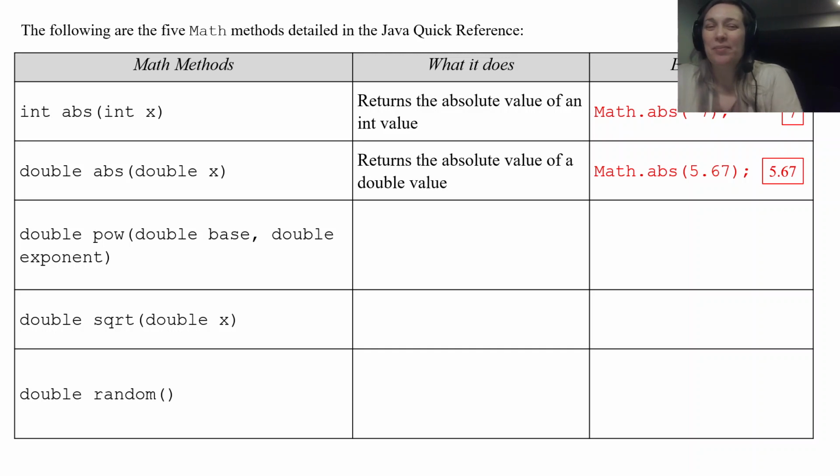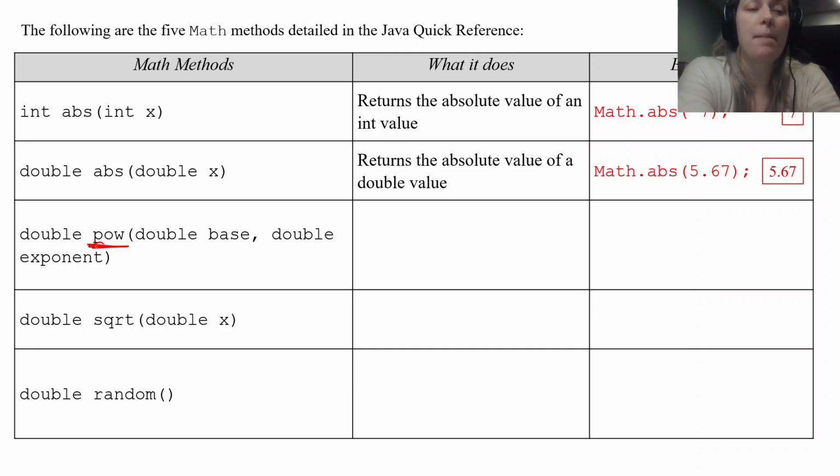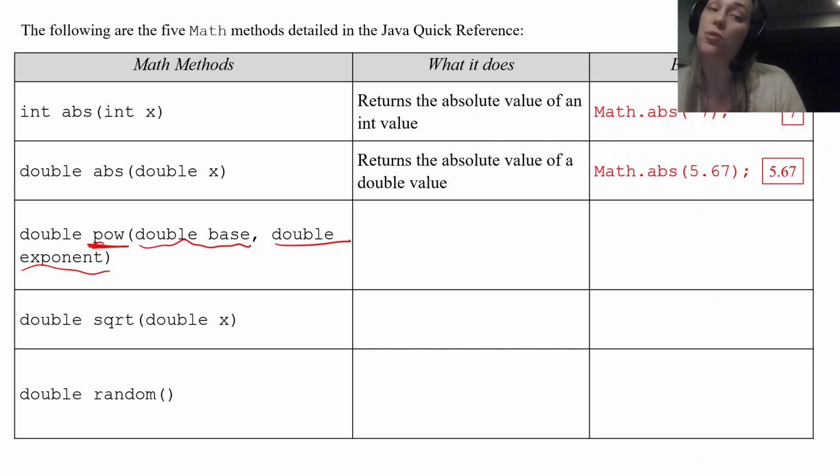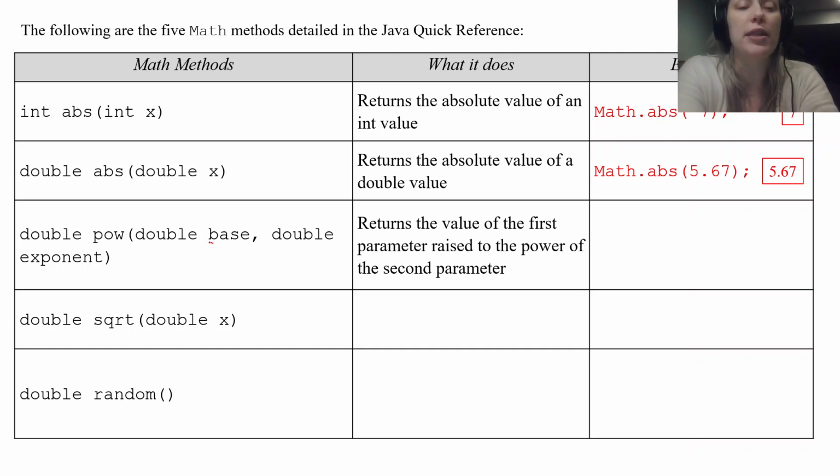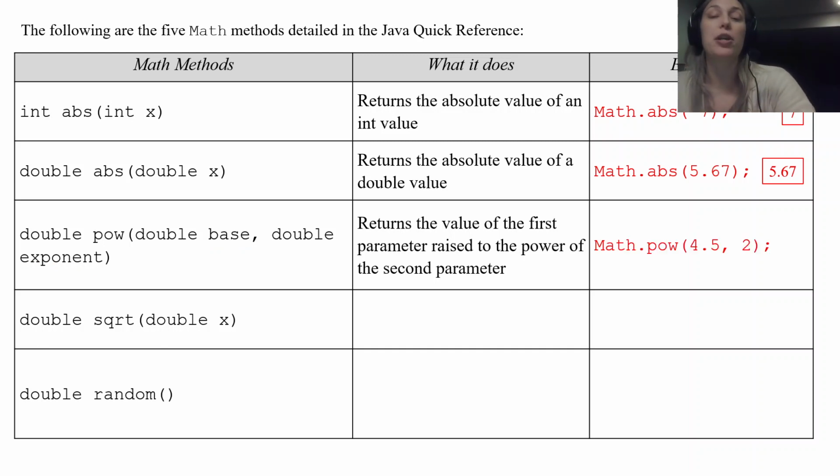So that's 2 of them: your absolute value. Whether it's an integer or a double, it returns the absolute value of either. Next is pow. You can see there's only one method called pow. It accepts two parameters, a double and a double. Remember, you can pass it integers; they just get promoted to doubles. The pow method returns the value of the first parameter raised to the power of the second parameter. That's why I called these base and exponent. The first parameter is your base. The second parameter is your exponent.